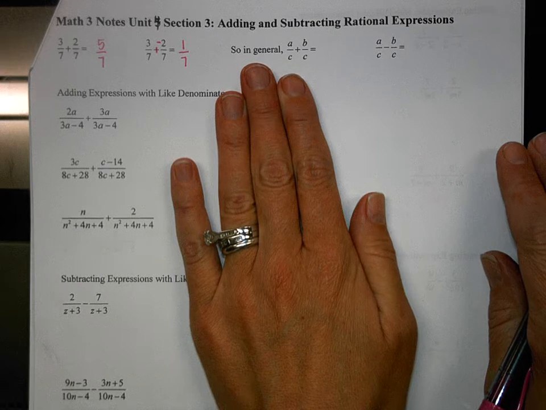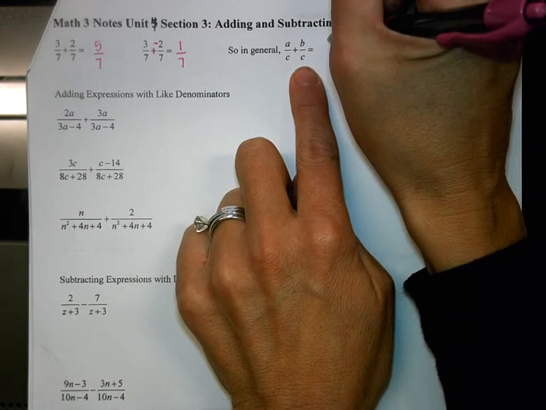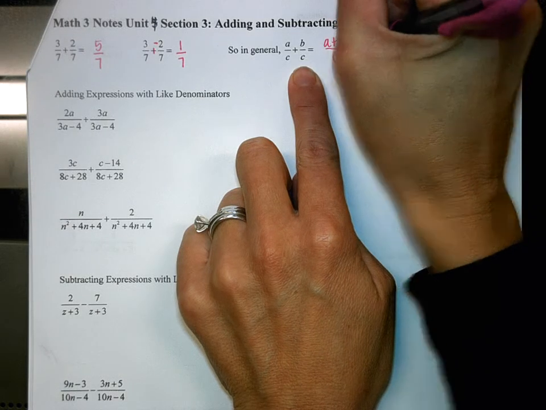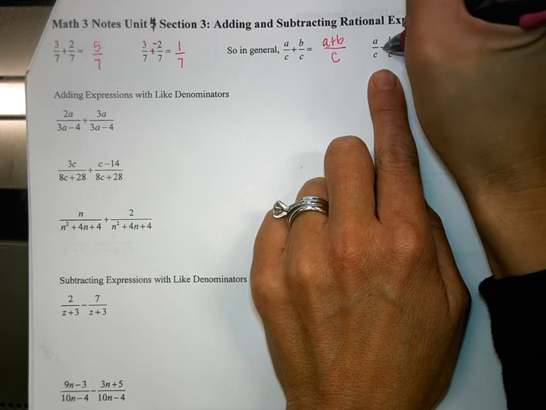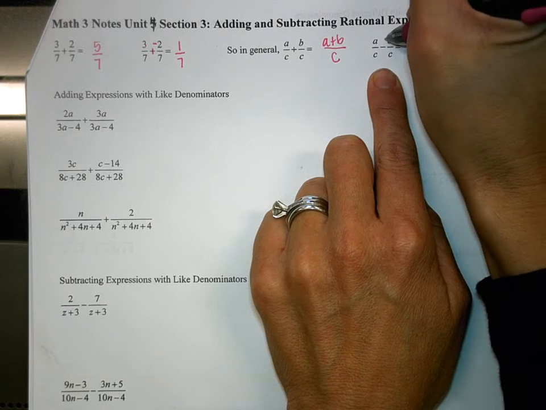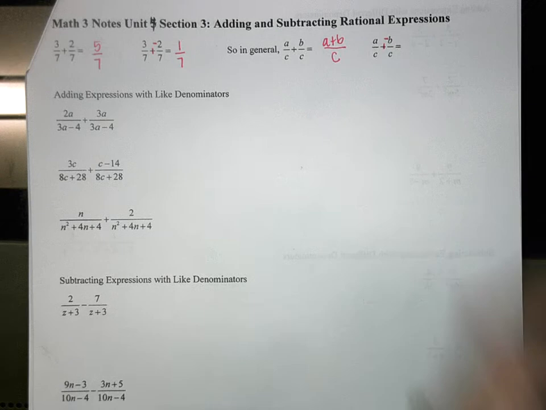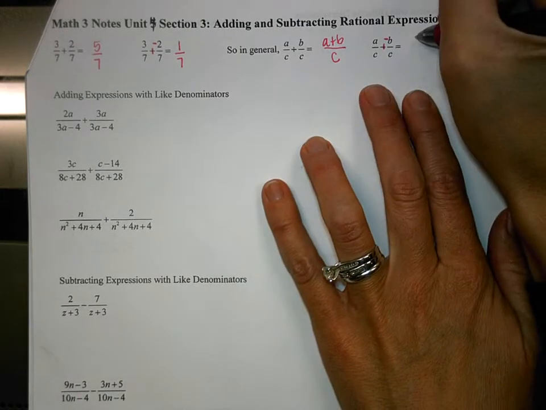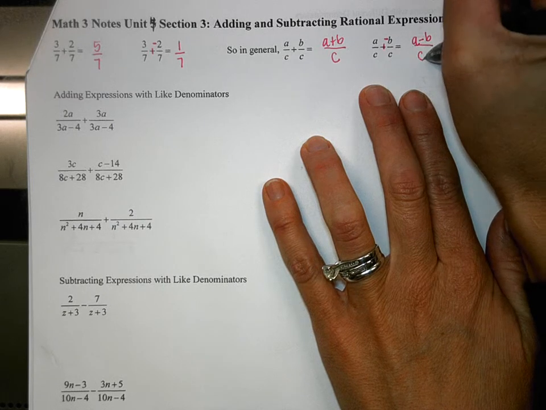So, in general, if you have like denominators, we just add our numerators, a plus b, together, and you keep it over the same denominator. With subtracting, we distribute that negative to the top section, because sometimes there's more than 2 terms there, and you would distribute it to each of them. And same thing, then we can combine them together, so I end up with a minus b over c.